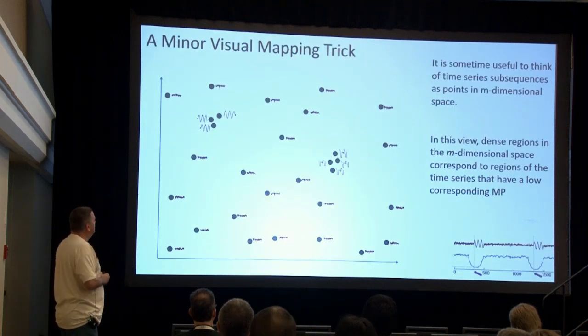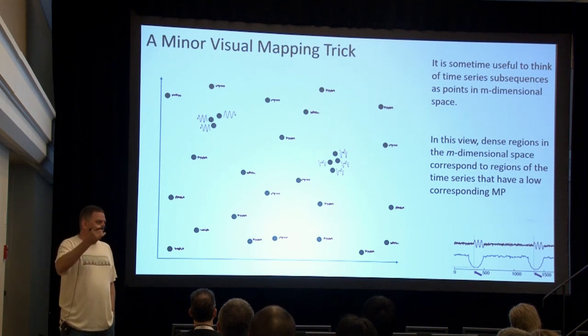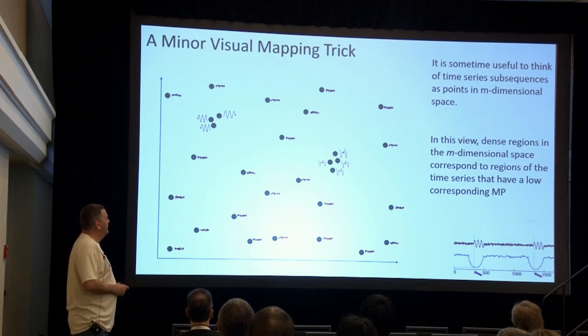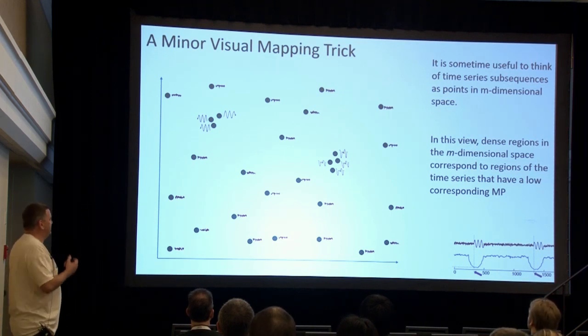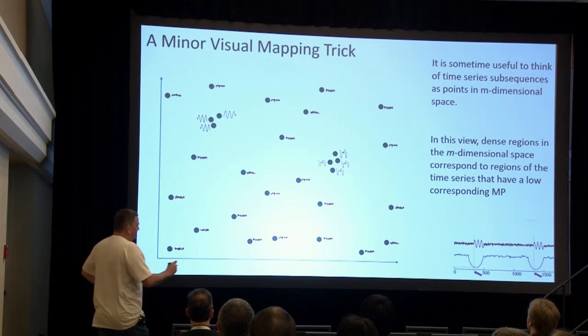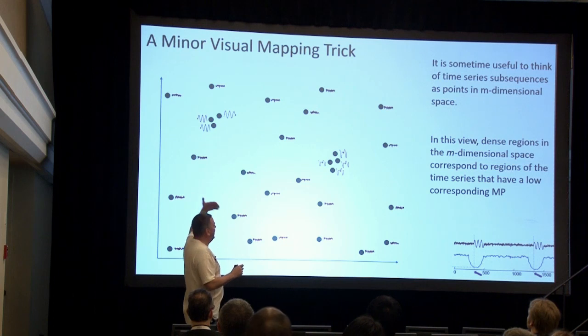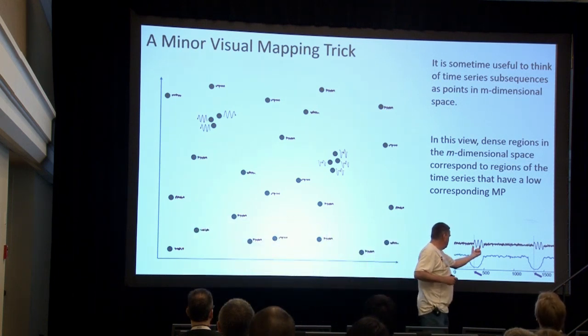Lovely. So let's now look at some algorithms that operate on the matrix profile. I'll show some simple examples to build your intuition. It is helpful for this to do a minor visual trick. Instead of looking in this space here, I can take this data and put it into a high dimensional space. So here I'm going to take my subsequences of length 100.